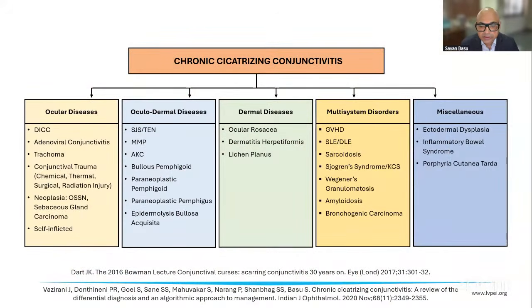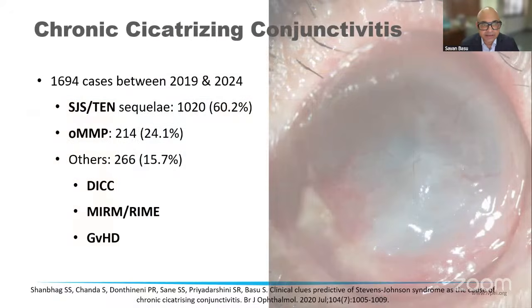So we just heard Hongxing talk about Dr. Dart's classification, and we borrowed from that concept and revisited all the different causes of chronic cicatrizing conjunctivitis. This is a long list, but for the ophthalmologist, you can simplify this and cut it down to 4 or 5 major causes.